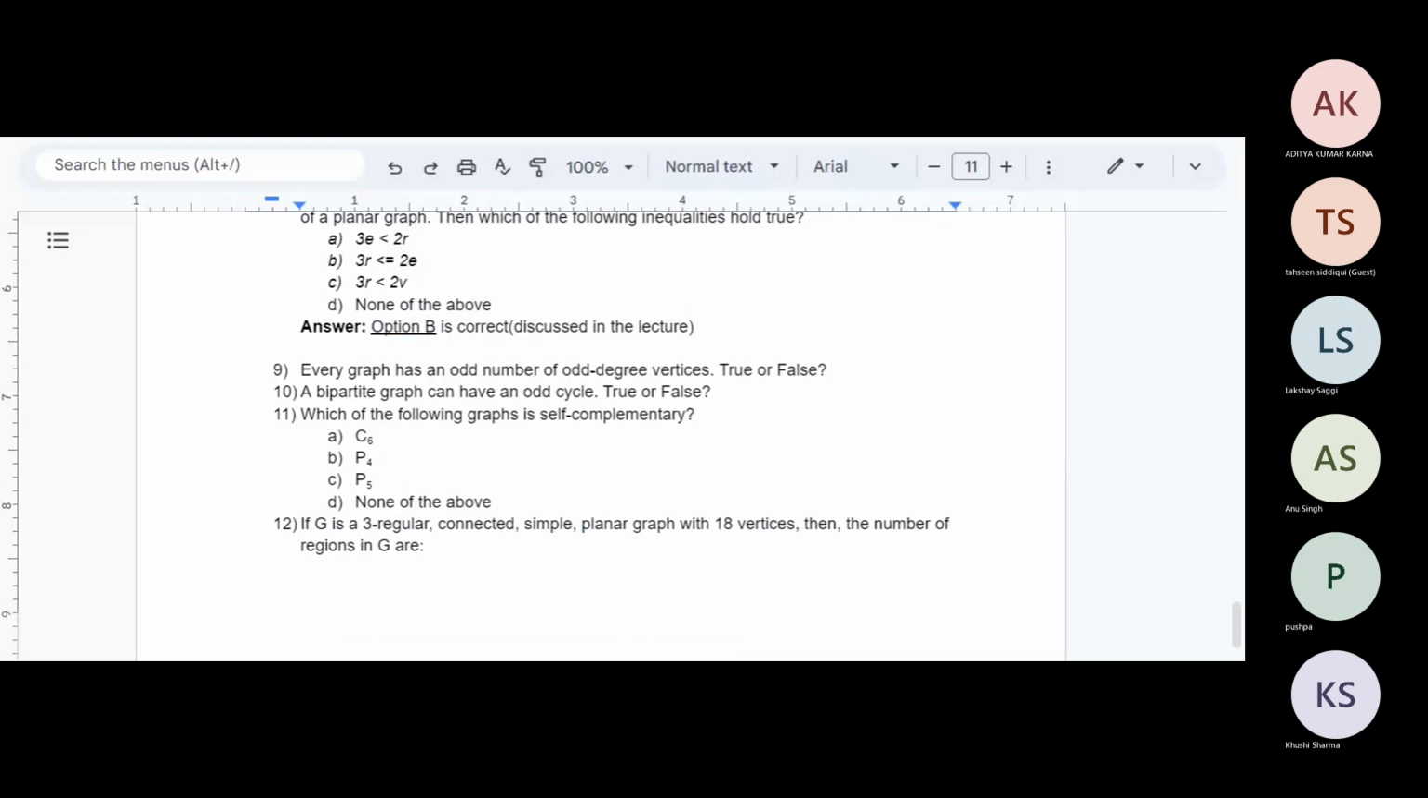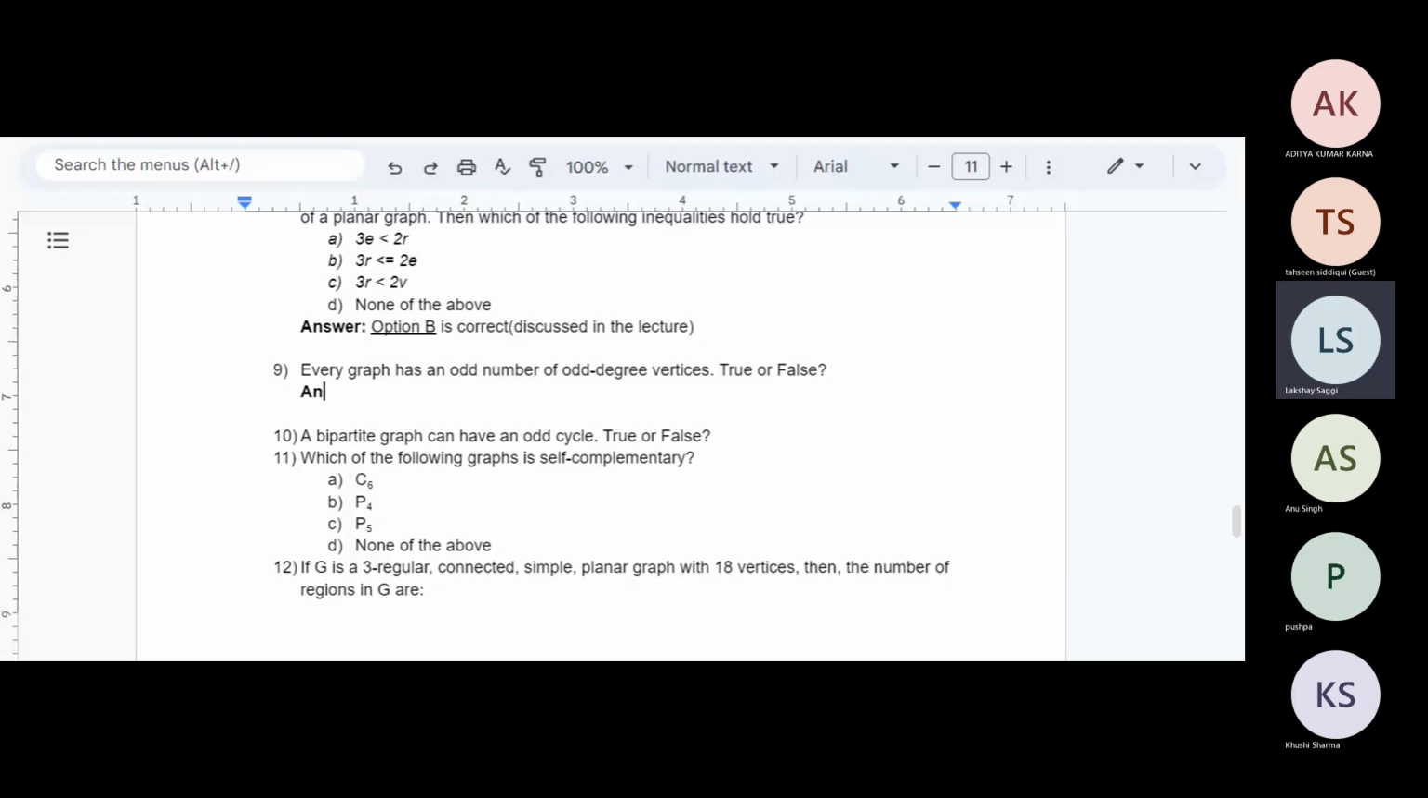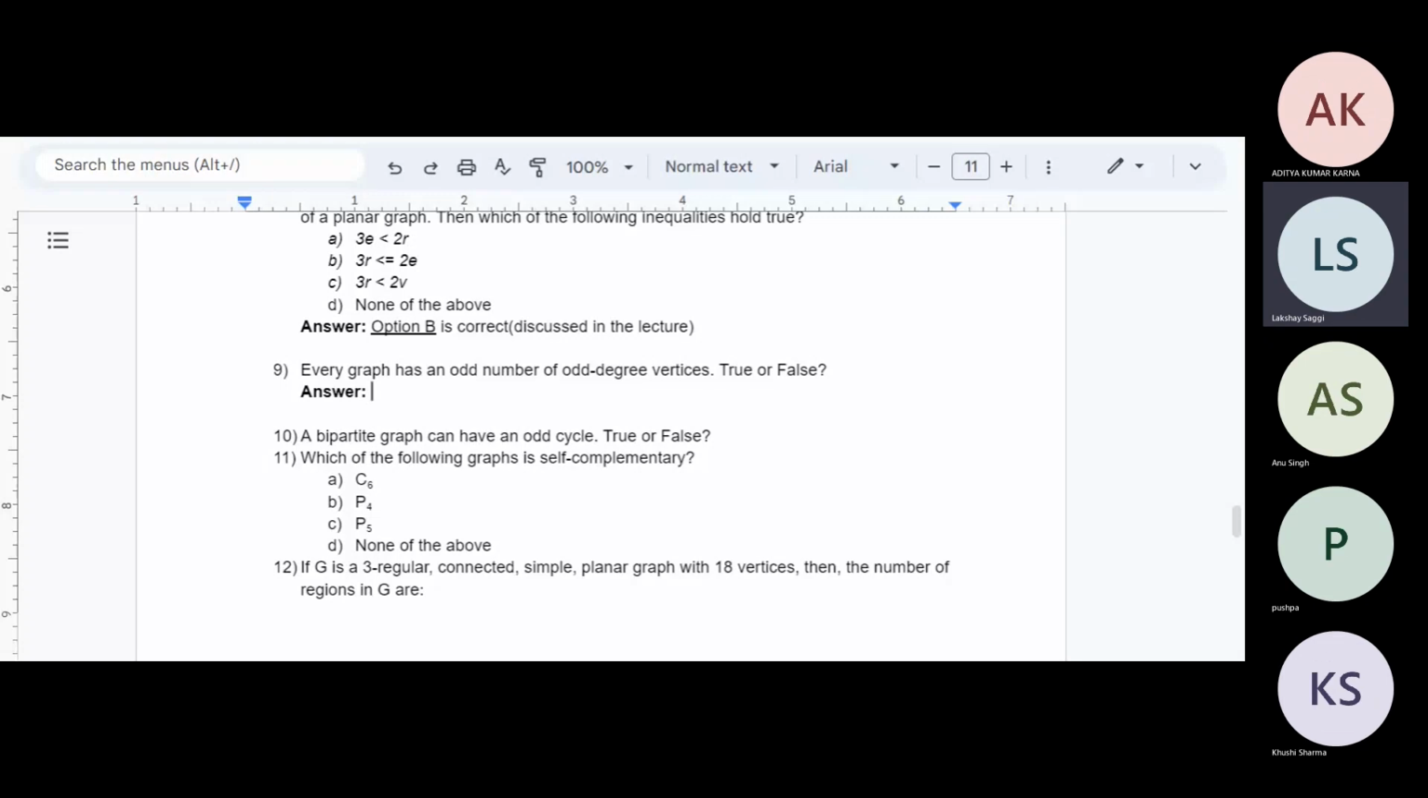So now let's come to question 9. Again, a repetition of maybe a previous session's problem, or I remember if I covered this in a previous session, but this was also discussed in the lecture. Every graph has an odd number of odd degree vertices. Is this statement true or false? I think this is related to something called the handshaking lemma.